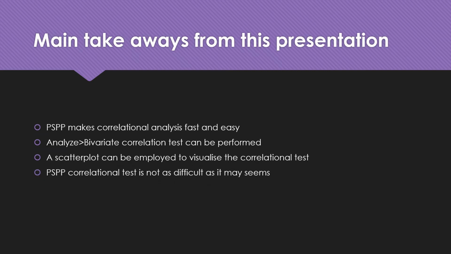Main takeaways from this presentation: PSPP makes correlation analysis fast and easy. Bivariate correlation tests can be performed. A scatter plot can be employed to visualize the correlational test. And the PSPP correlational test is not as difficult as it may seem.